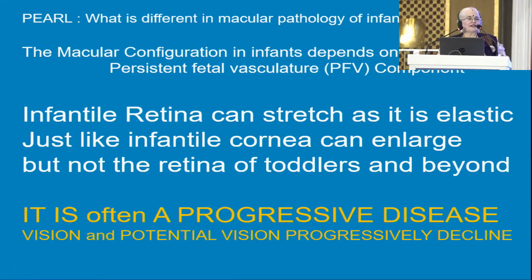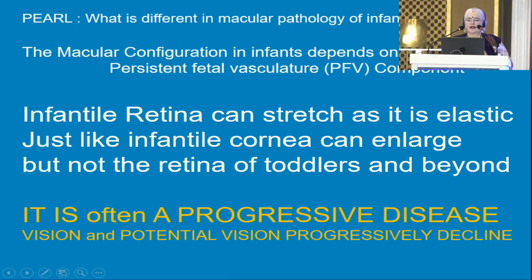So what is different in macular pathology in infants? I think it is very important to understand that the macular configuration of the disease depends on the persistent fetal vasculature stalk, which I will show in different pictures. The second difference is that the infantile macula, unlike the adult macula, can stretch as it is elastic, just like you have buphthalmos in congenital glaucoma, which doesn't happen in adults. The other thing is that all these conditions with macular involvement are usually progressive, and so the vision and the vision potential keep on progressively decreasing.